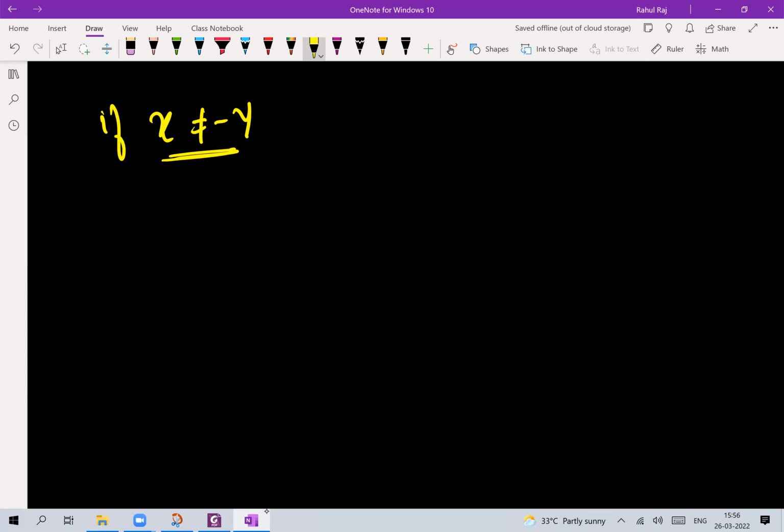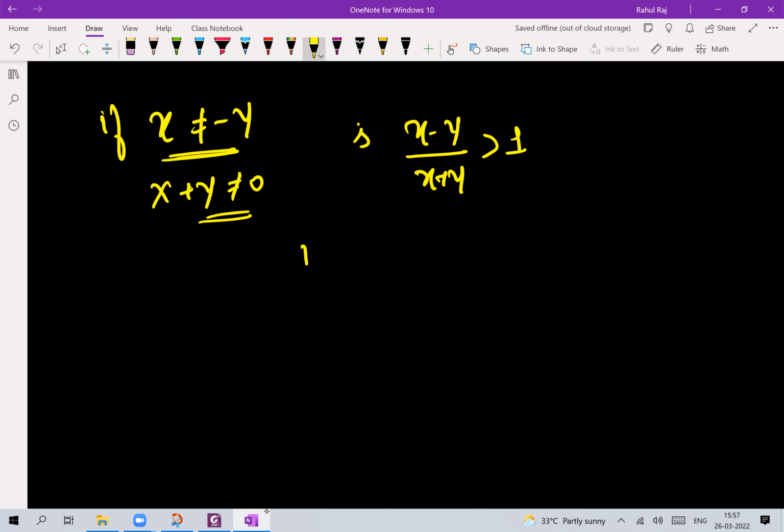But here there is some information that x is not equal to negative y. What does this mean? That x plus y is not equal to 0. Simple logic, right? The question is, is x minus y over x plus y greater than 1? Option number 1 says x is greater than 0. Option number 2 says y is less than 0. Oh, it's an S type of question, guys. Simple logic. If you say option number 1 is not sufficient, do not say it with no idea why. I can 100% say this because I have solved it many times.